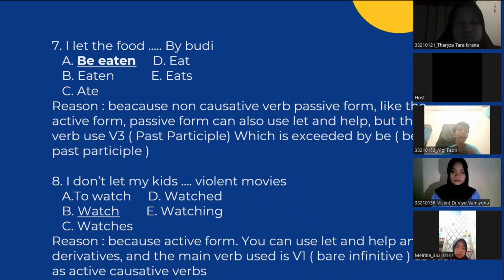Number 8, I don't let my kids blah blah blah violent movie. Answer is B. Watch. Reason, because active form, you can use let and help and their derivatives, and the main verb used is verb 1 bare infinitive, as well as active causative verbs.